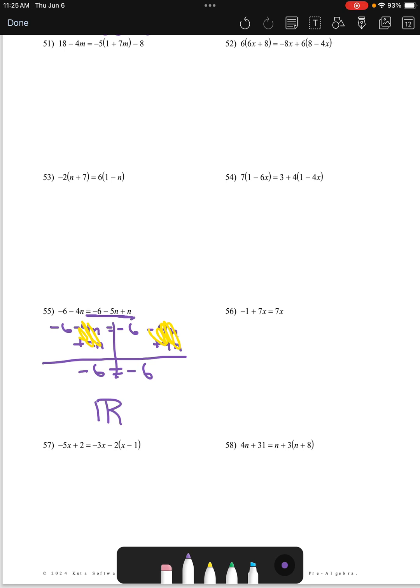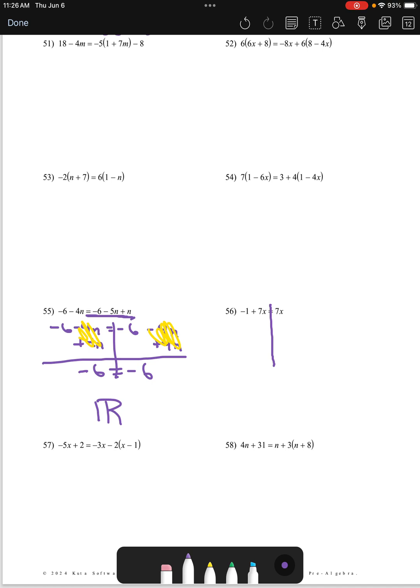Now, that's one possibility. We solve a problem, our variables disappear, and the statement is true, meaning no matter what we tried to use for x, everything would work, all real numbers. What's the other possibility? Well, we solve a problem and our variables disappear, and what's left isn't true.